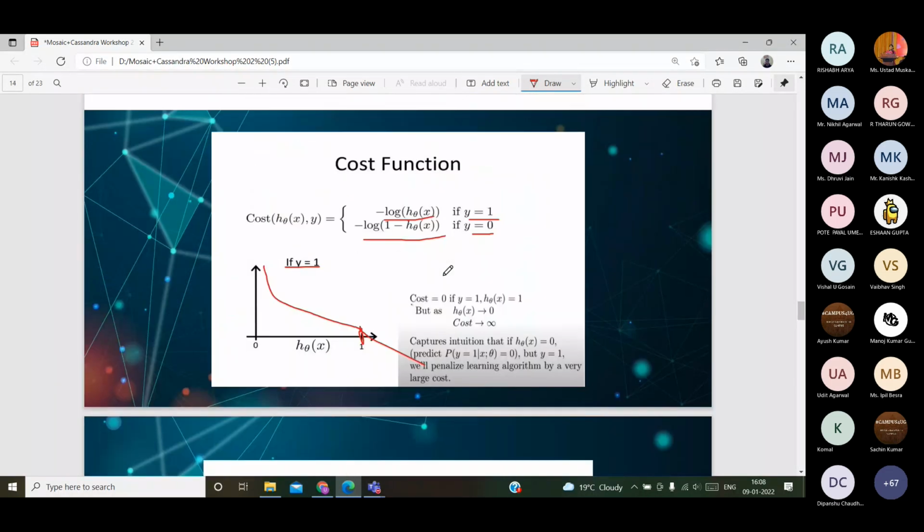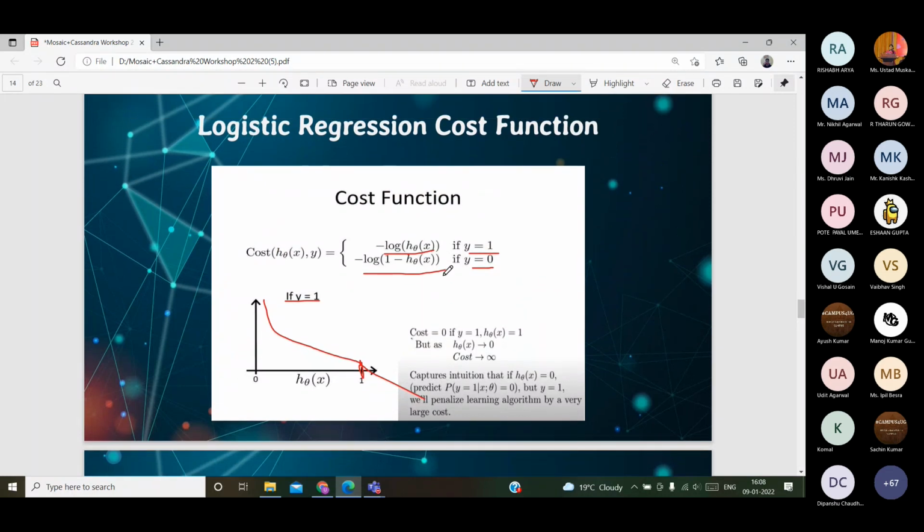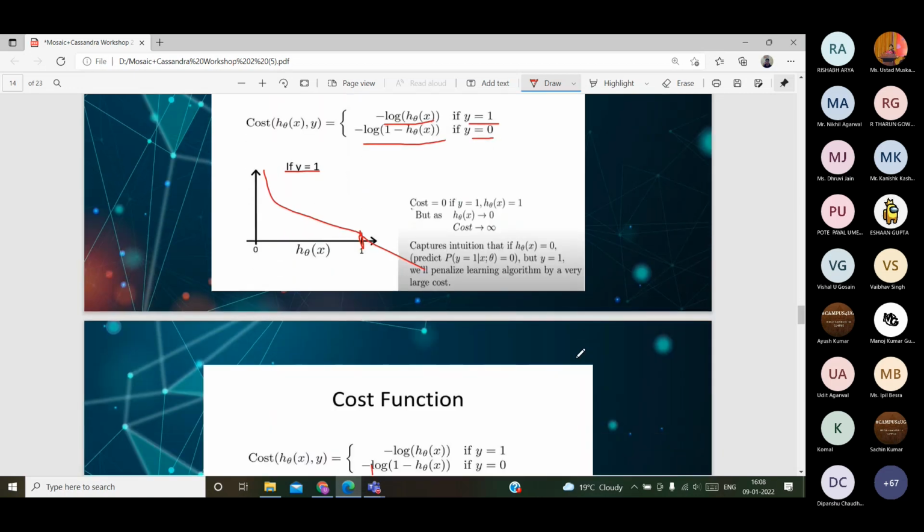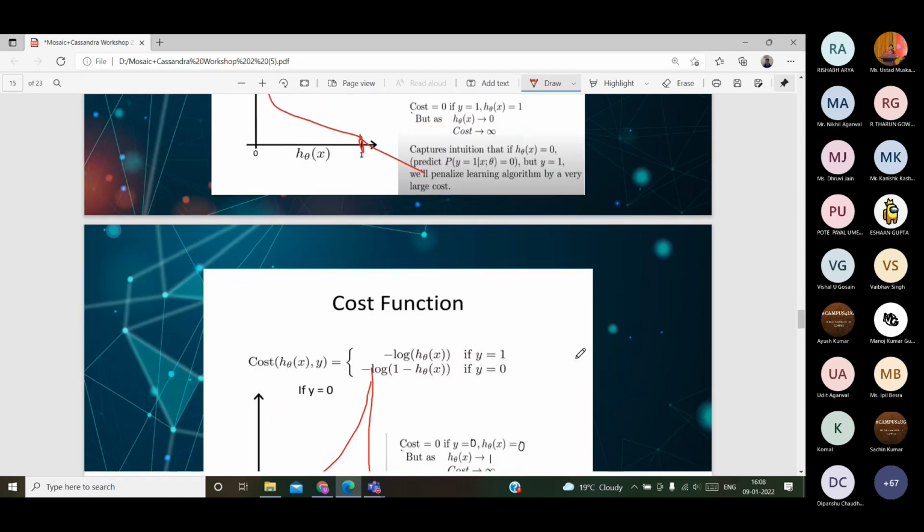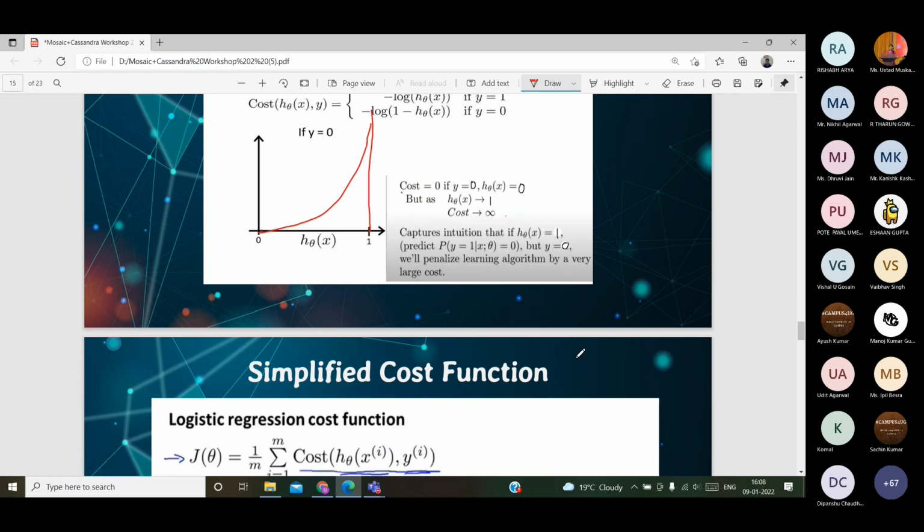So anybody having any doubt in cost function, not able to understand, or if I am a bit fast, you can tell me, I can explain you. Okay, so I'm continuing. I hope you don't have any doubt. If you are not able to understand it, just ask anything you want.